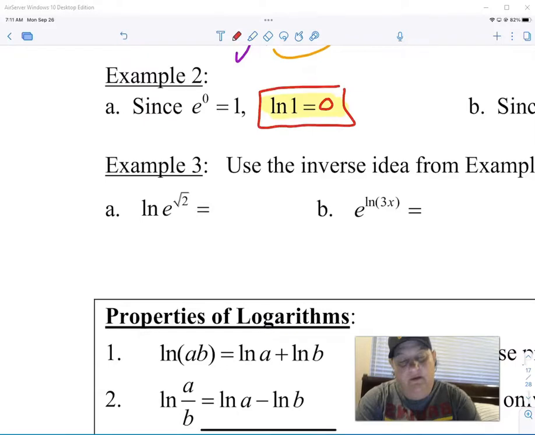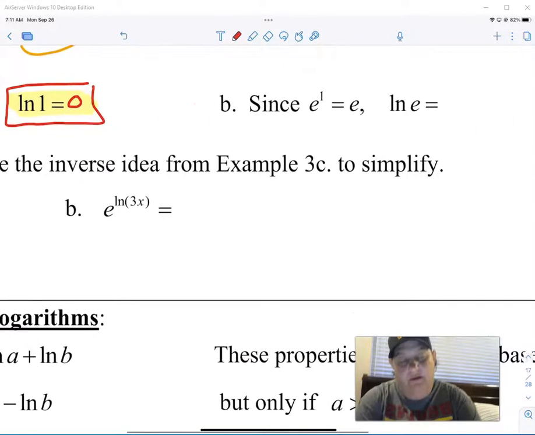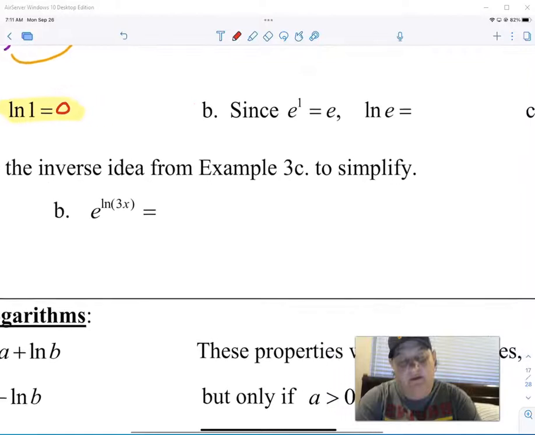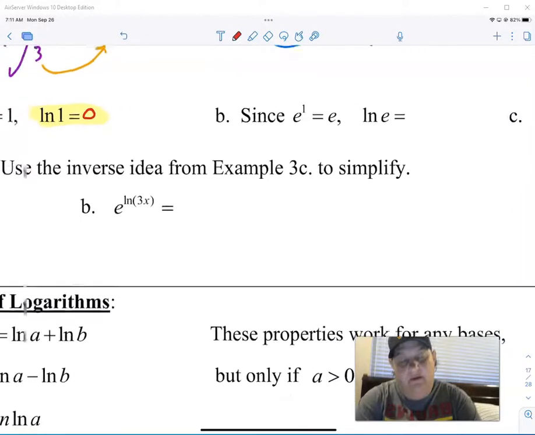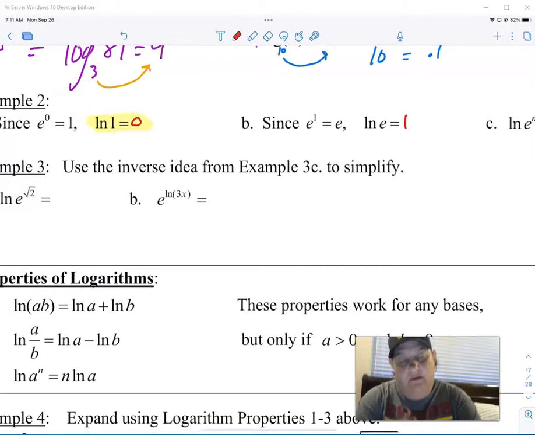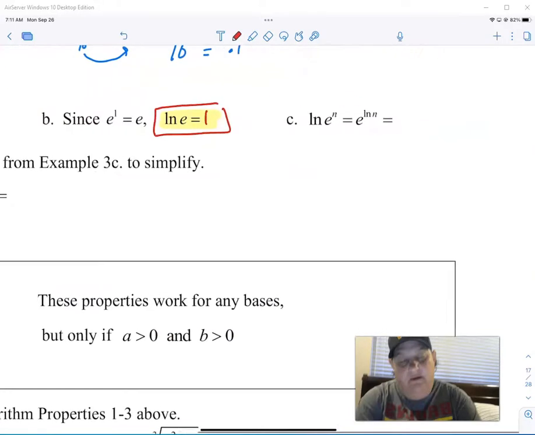That's an important one. Since e to the 1 is e, what's ln of e? Well, ln of e is 1 because e to the 1 is e. So ln of e is 1. That's our second big ln that we have to memorize. So ln 1 is 0, ln of e is 1.